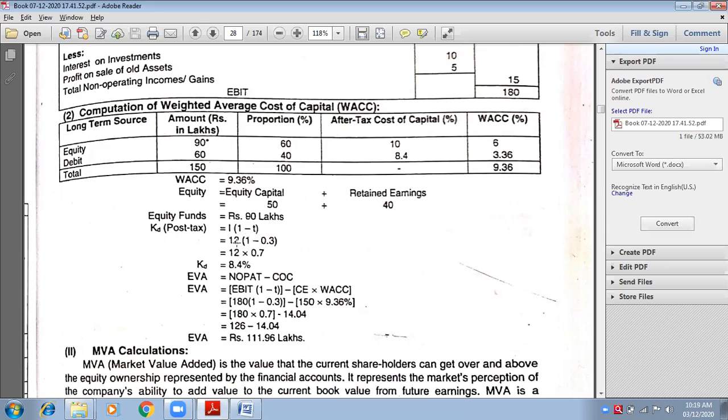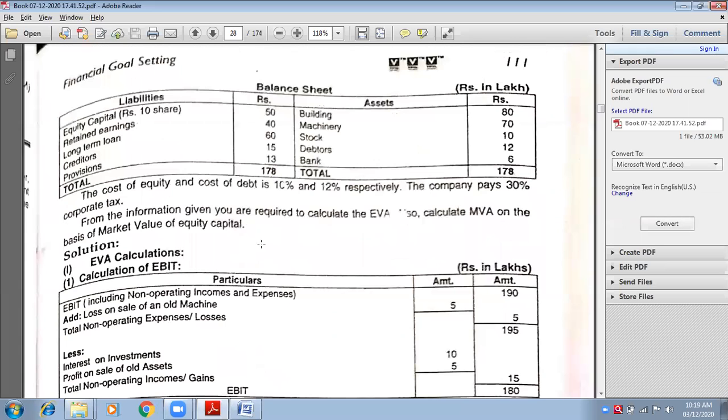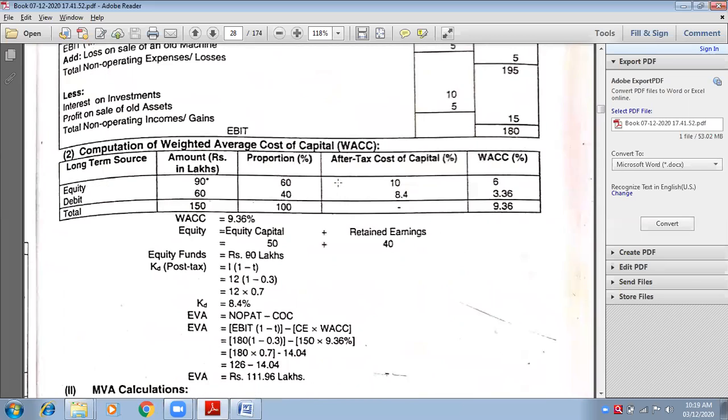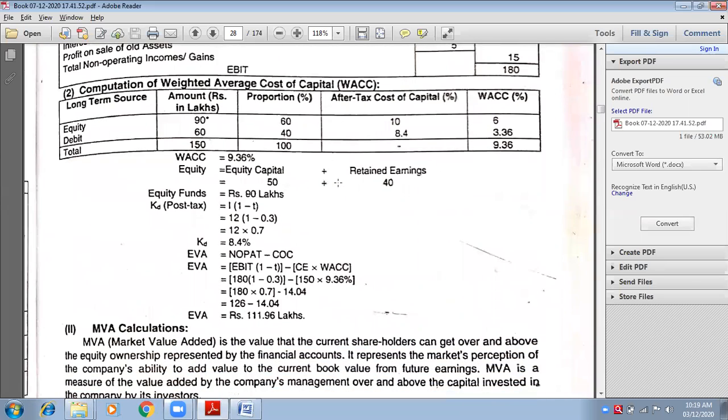Here I is 12, the cost of debt. Long-term loan is my debt. So cost of debt is 12. I need to convert it after tax. The tax rate is given, 30%. 30 means 0.30. So it will be 0.70 into 12. So the answer will be 8.4. This is how we need to calculate.